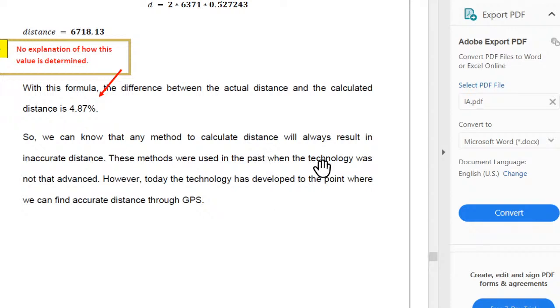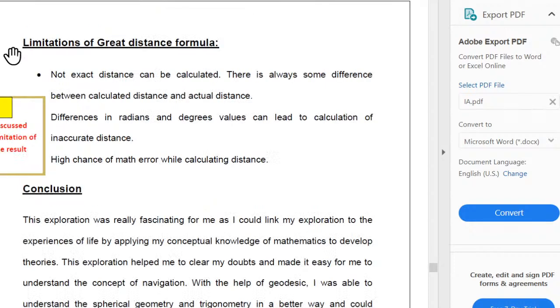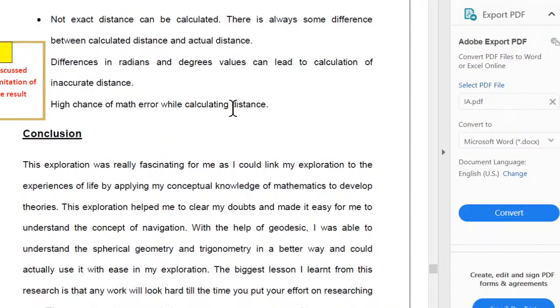In the past, when the technology was not that advanced, we could not use GPS. That's reflection. Now distance can be calculated. There's always some difference between calculated distance and actual distance. Okay. Gradient can only calculate inaccurate distance. You need to draw.